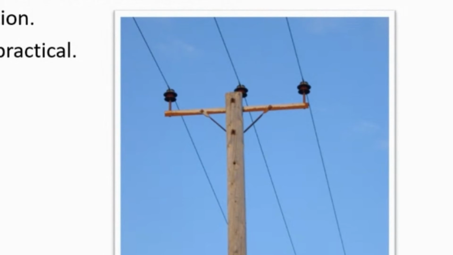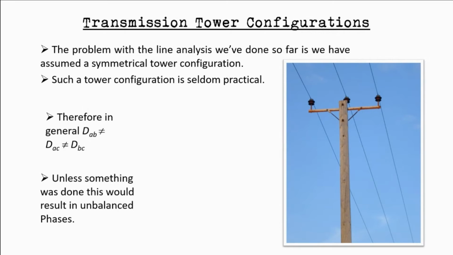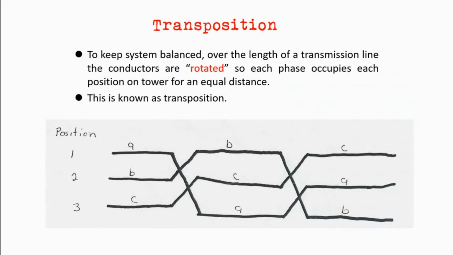So how can we deal with this? If we keep this like this, it will be a problem for us. There will be different inductances for the line, different parameters, unbalanced voltages. So we have to find a solution for that. The solution to this is extremely simple. What we do, we use what you call transposition.